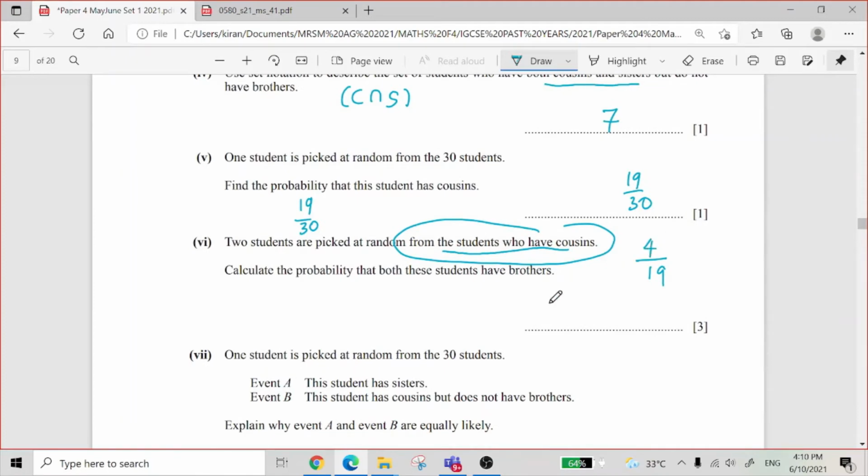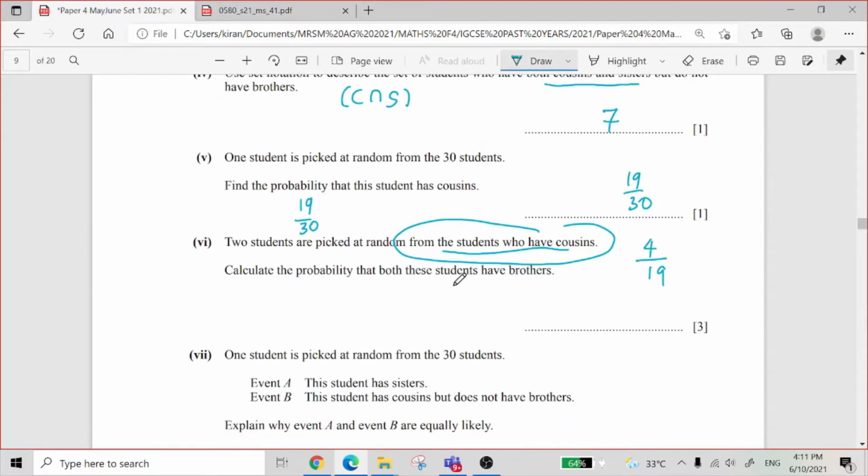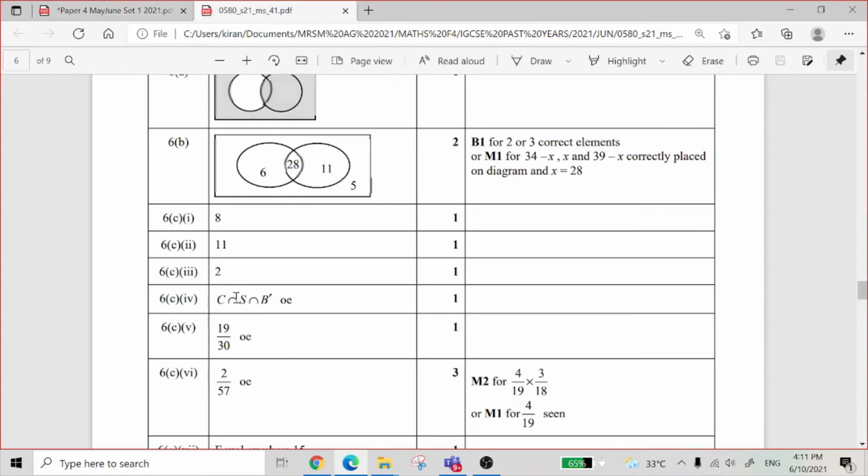We can see this part. Because we choose two students, 4 over 19 is for the first student picked. First we pick one student, so the probability is 4 over 19. And then once we have picked one, the number decreases. Those who have cousins become 18, so those who have brothers become 3. So this is the method for this question, and the answer would be 2 over 57.